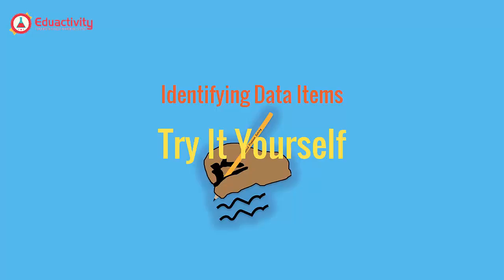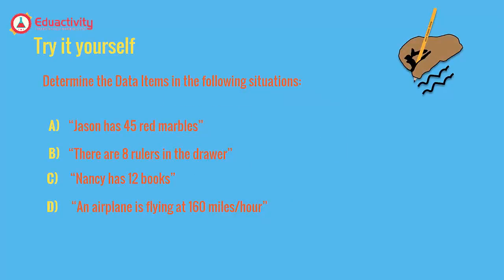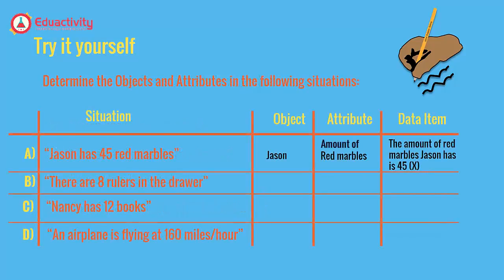Now that we know what a data item is, let's practice how to use it. Determine the data items in the following situations. Be aware of the objects, attributes, and numerical values in each situation, and define a proper identifier for each data item. You may use the following table as a reference as you work through the exercise. A printable version of this table is included in the resources area. So pause the video and take time to do the practice.